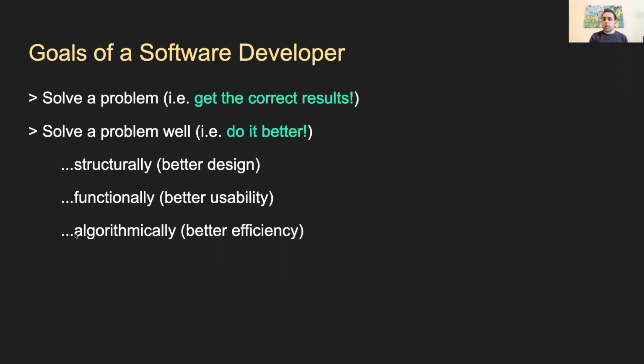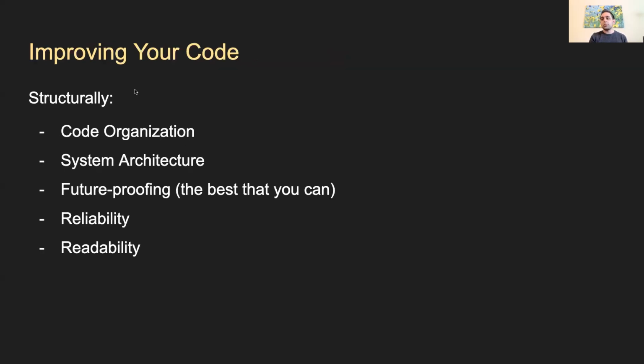The last bucket is algorithmically. This is when efficiency comes into play. Does your balanced parentheses solution take an hour to run? It may deliver the correct result, but if it takes an hour to run for a normal test case, then there's probably something you can improve with your algorithm. So these are the three main buckets. There's a lot to talk about in all of them, so I'm not going to dive too deep. The one I'll highlight is structurally, because that's what our lecture today focuses on. So let's talk about improving your code structurally.